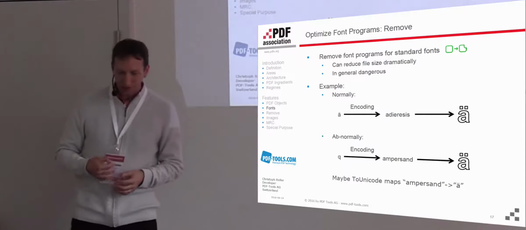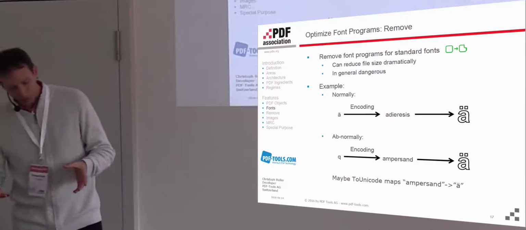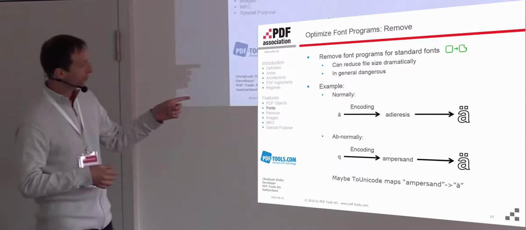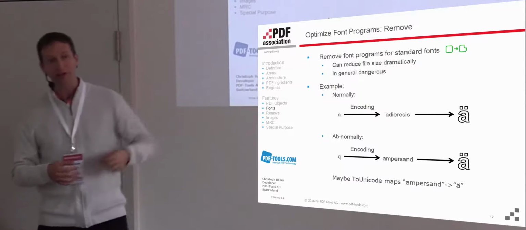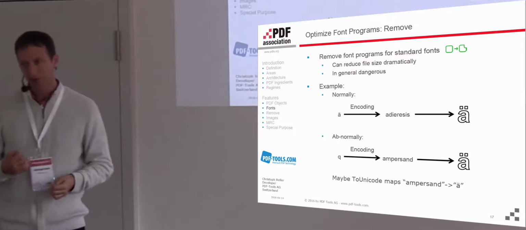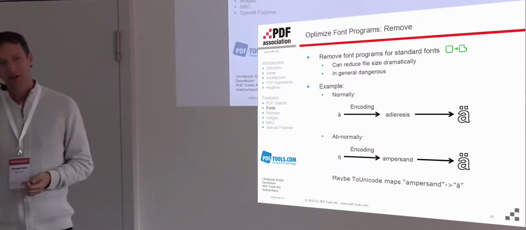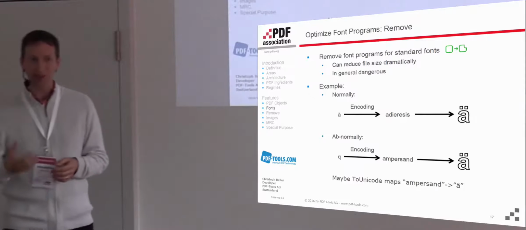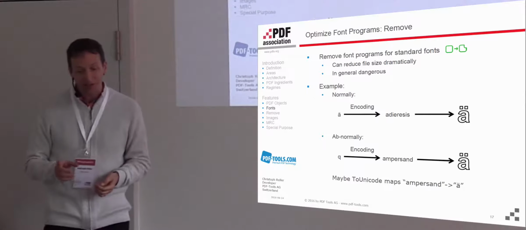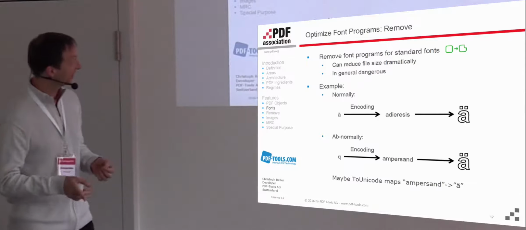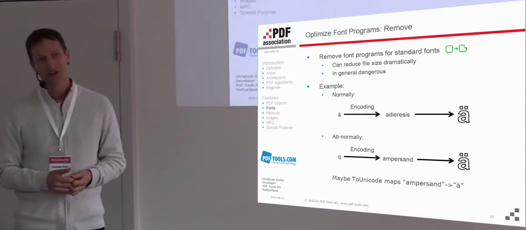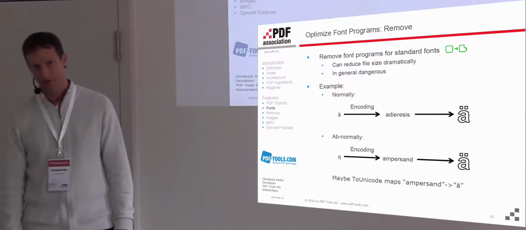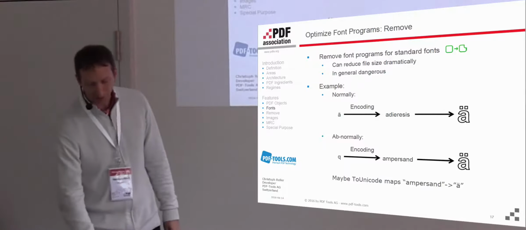And if the creator of that PDF wants to make everything even worse, then the ToUnicode table maps that ampersand to the correct character, such that on one hand the text is correctly displayed, on the other hand you can extract it correctly, yet you are under no circumstances allowed to remove the font program, because the page will be completely destroyed. So this is a very dangerous operation.